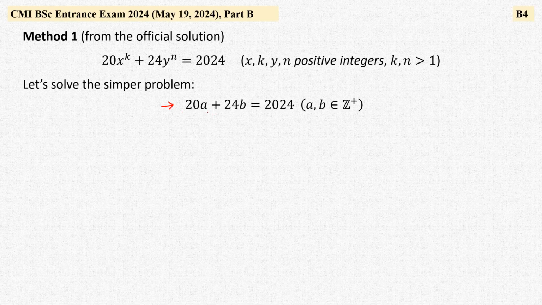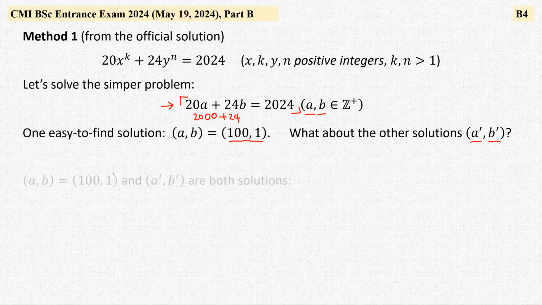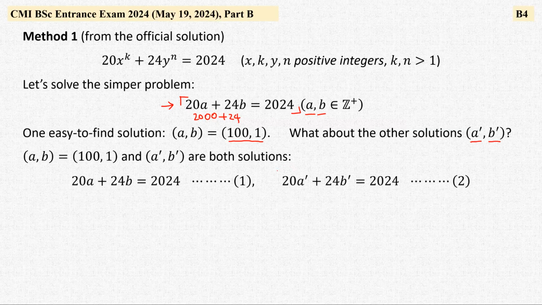Here, let us solve the simpler problem 20 times a plus 24 times b equals 2024, where a and b are positive integers. There is one easy to find solution, such as (a, b) equals (100, 1). This gives the left-hand side 2000 plus 24, hence 2024. But what about the other solutions, which I will call (a prime, b prime)? Well, since (100, 1) and (a prime, b prime) are both solutions to the above equation, we know that these two equations are true.